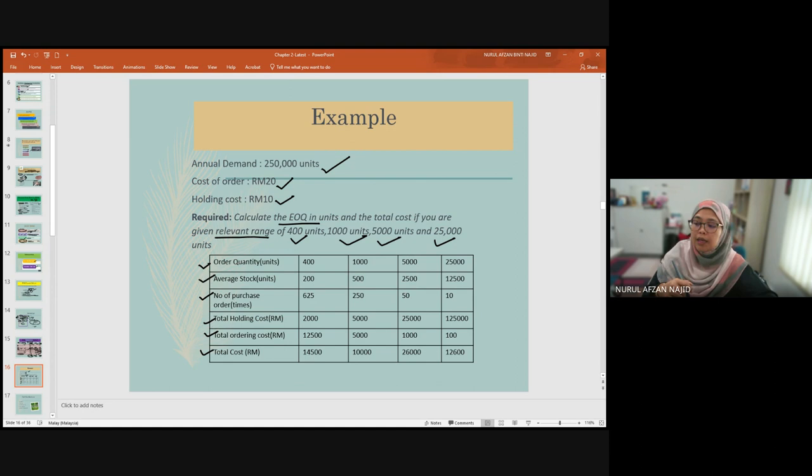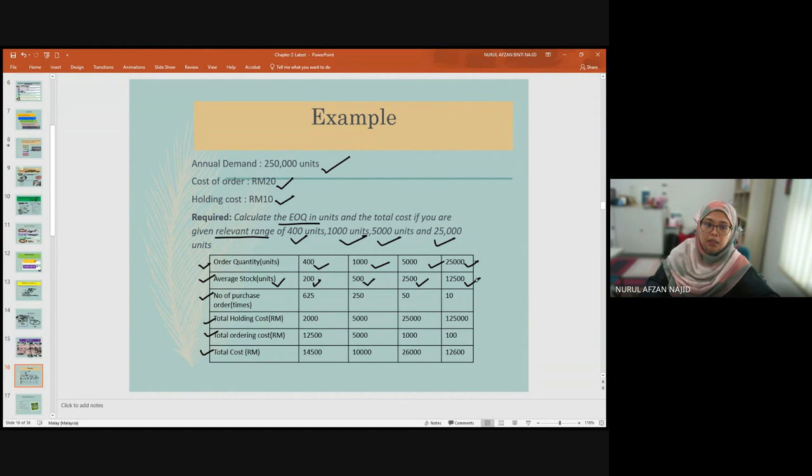Okay? So bila kita nak tentukan order quantity, you akan letak 400, 1000, 5000, 25000. Just copy paste from the question. Then how to calculate the average stock? Order quantity bahagi 2. So you dapatlah 200 ni. Ni you kena kira ya. You try kira dekat dalam you punya calculator. 1000 bahagi 2 dapat 500. 5000 bahagi 2, 2500. 25000 bahagi 2, 12500. So this is how you get the average stock.